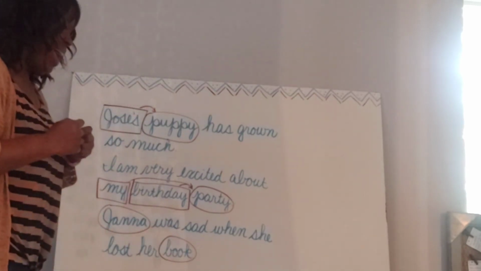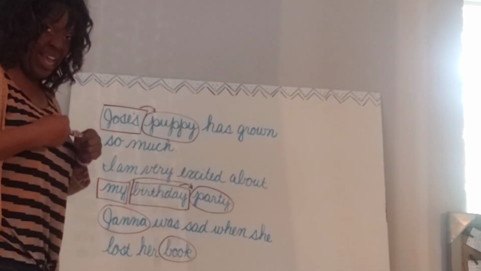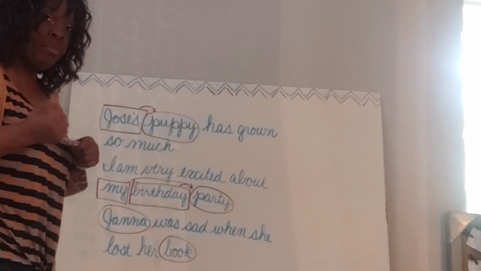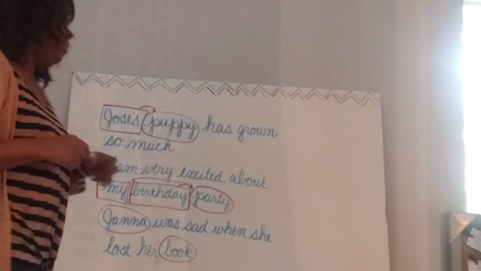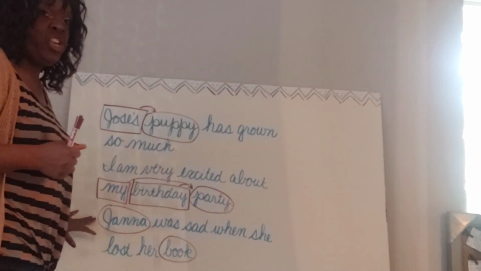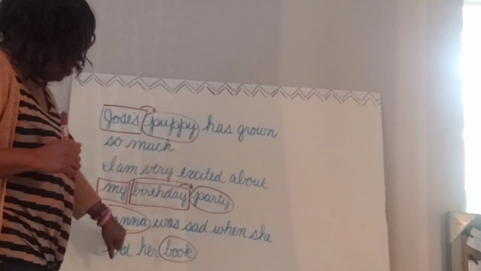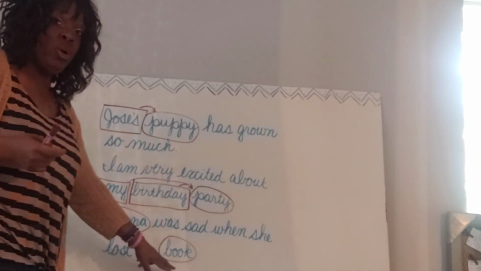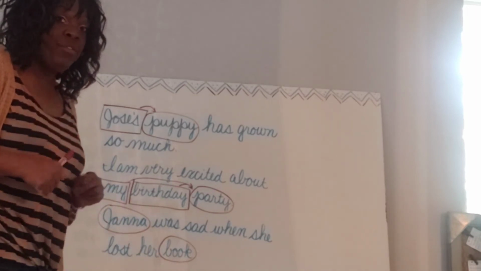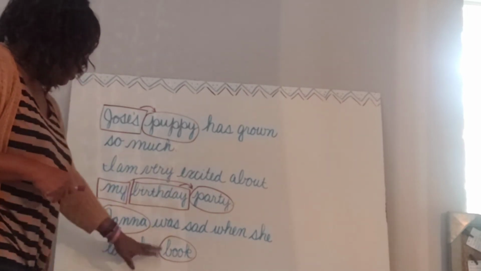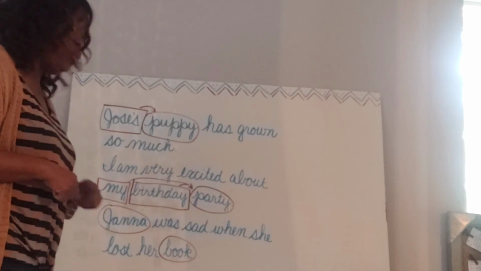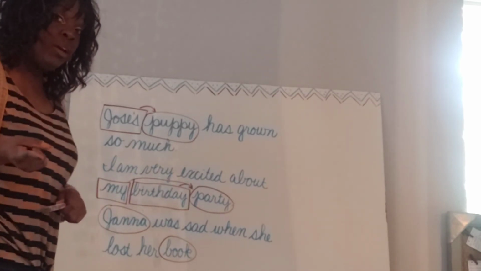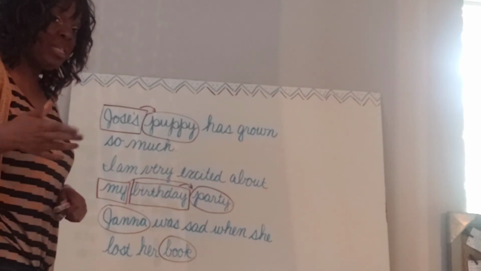And now we need to ask our question that we've been asking, whose book? Now, some of you might go, oh, well, it's Jana's, like Jose's. No, because Jana doesn't have the apostrophe S, so it didn't say Jana's book. What does it say right in front of book? Jana was sad when she lost her book. Whose book? Whose book was she sad about losing?